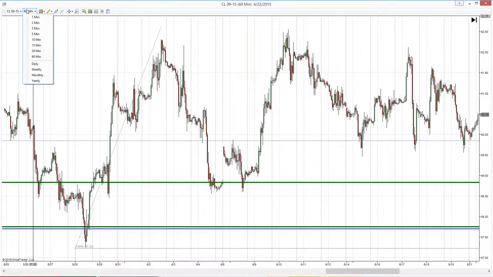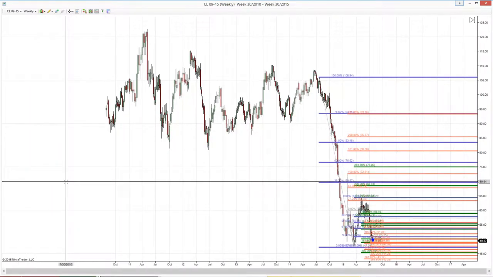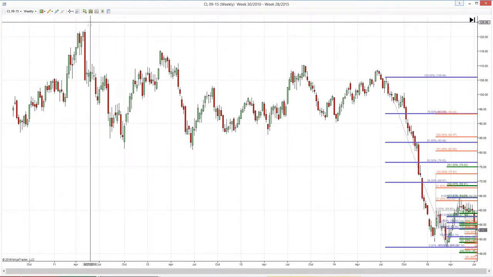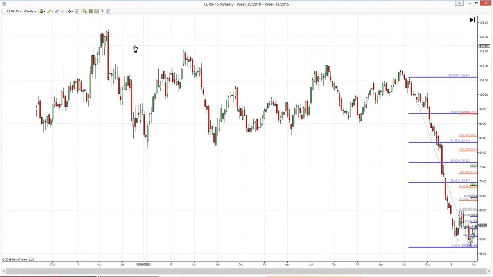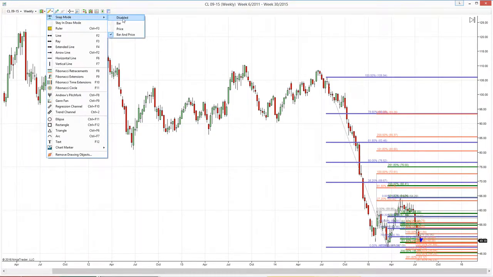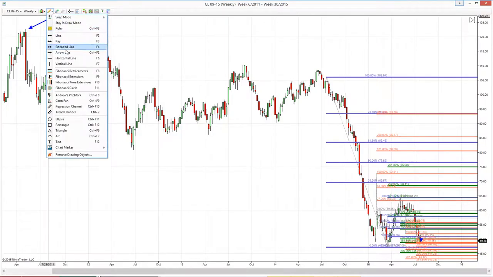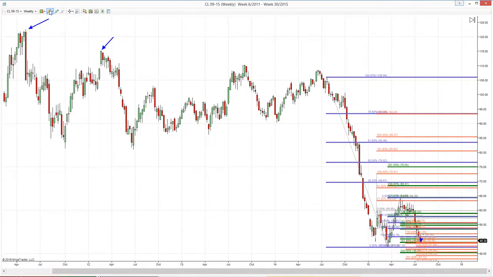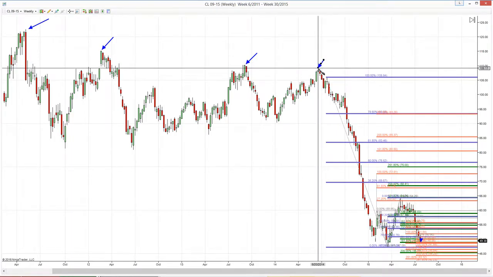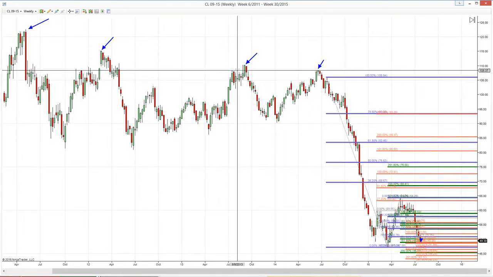For a bigger time frame, we have the chart like this: 110, 122. And what we have here is that high, that high, that high, and that high, and it's called lower highs. Each one was lower.